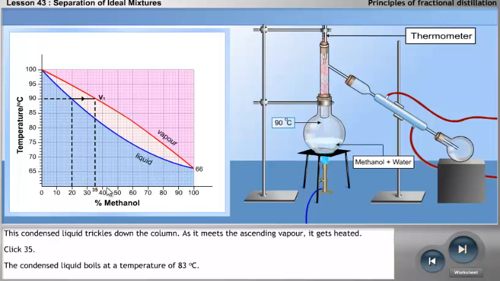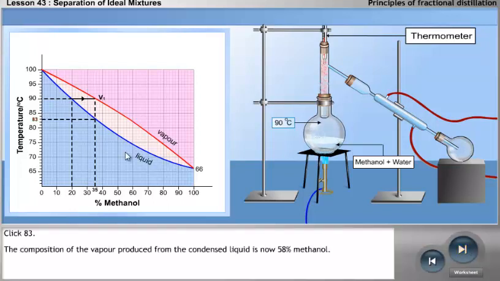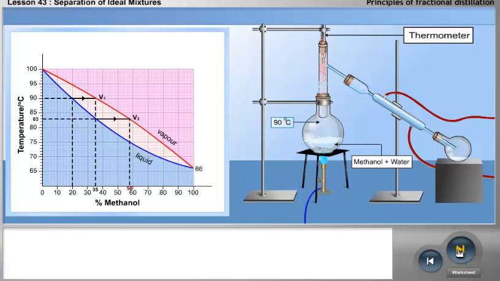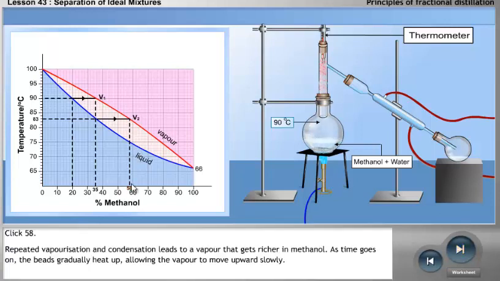Click 35. The condensed liquid boils at a temperature of 83 degrees Celsius. Click 83. The composition of the vapor produced from the condensed liquid is now 58% methanol. Click 58. Repeated vaporization and condensation leads to a vapor that gets richer in methanol. As time goes on, the beads gradually heat up, allowing the vapor to move upwards slowly.